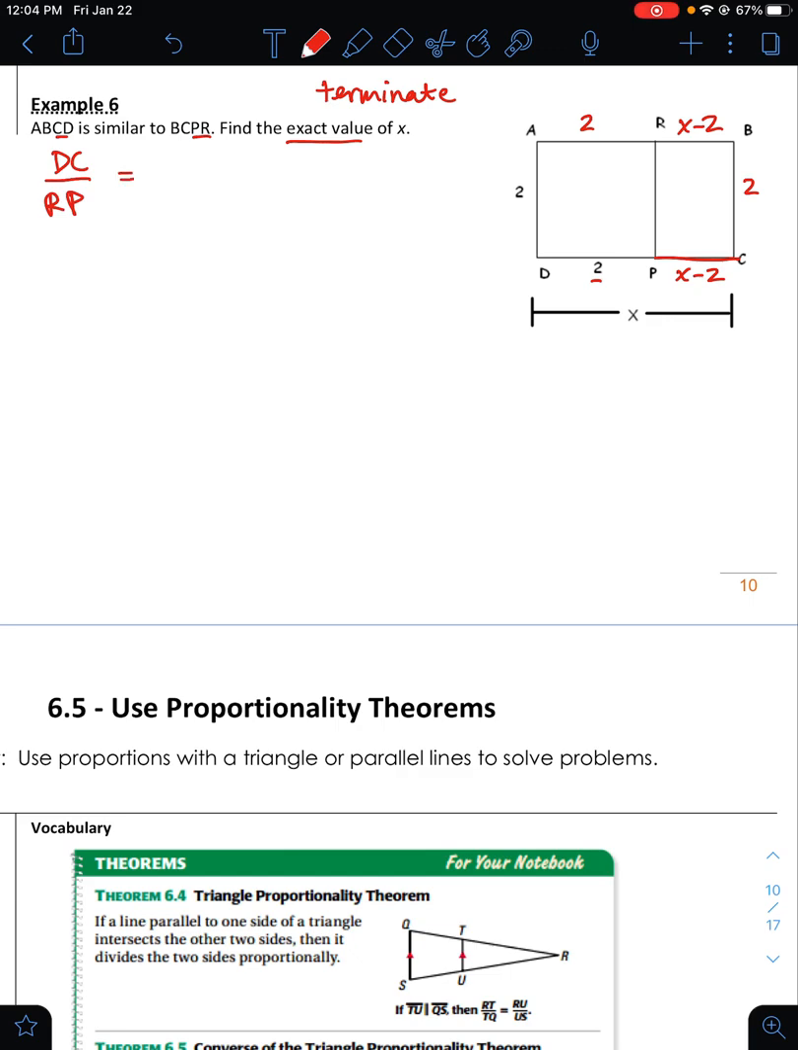So what else do we have labels of? We know AD. So let's see if we can set up AD. So AD are the first and last letters. It goes with BR. Okay, so let's write that out. Let's plug in. So DC is X, RP, RP. Okay, so RP in the middle here is also going to be 2. So X over 2. AD is 2. And then BR at the top there is x minus 2.